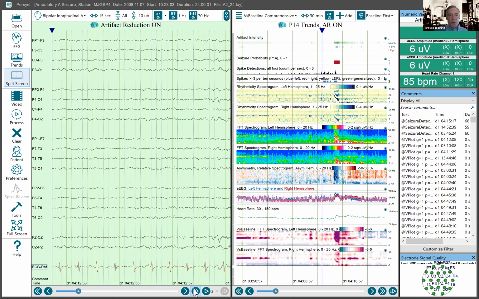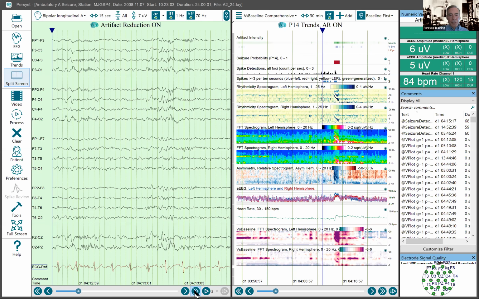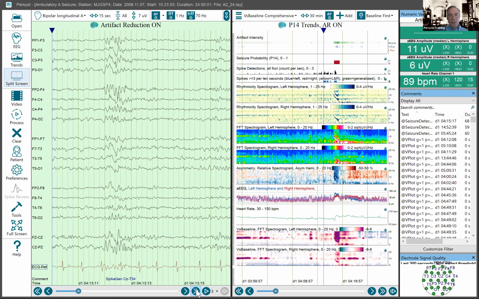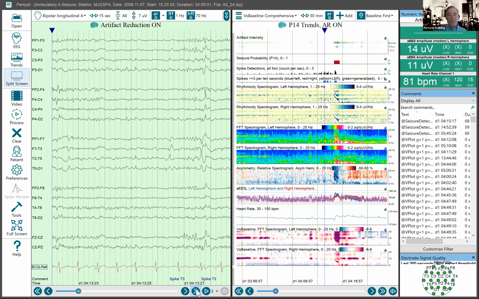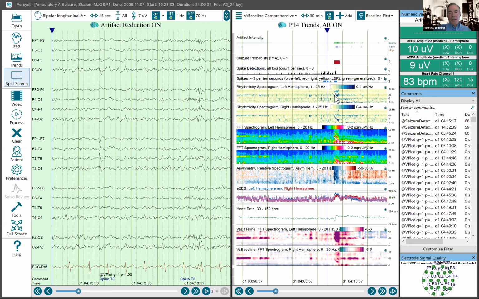And as I page forward through this, I can change gain if I want to, pretty easily, just from the top page into this. And I can see some left temporal spikes here that are indicated in this spike detections, all foci. We can see those beginning to increase in rate. And these are blue down at the bottom when we have greater than 3 per 10 second page, indicating that they're on the left. And the patient's asleep. And during sleep, and we can tell they're asleep from the EEG, they're having an increase in these left temporal discharges, and then the seizure.